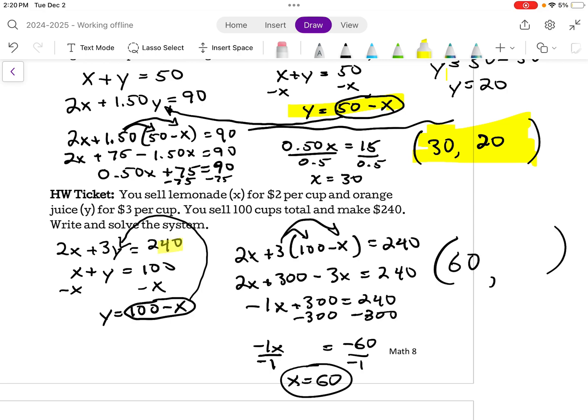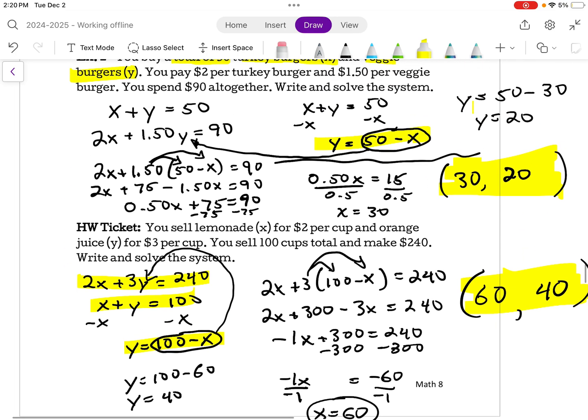I still need to find my y. So I'm going to go back to one of these original equations. I could choose any of these three equations. I'm just going to do the equation that's already set equal to y. So y equals 100 minus x. X was 60. 100 minus 60 is 40. So what that tells me is that when I made $240 and sold 100 cups, I must have sold 60 lemonade cups and 40 orange juice cups.